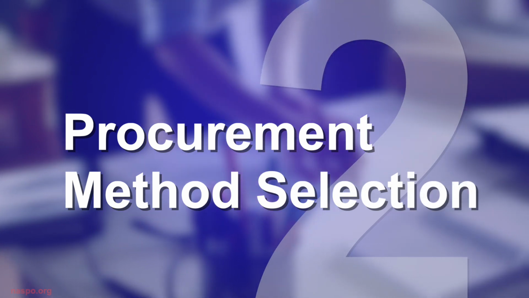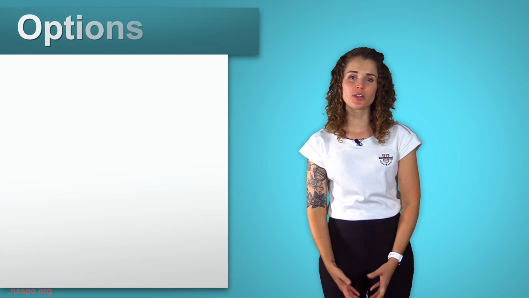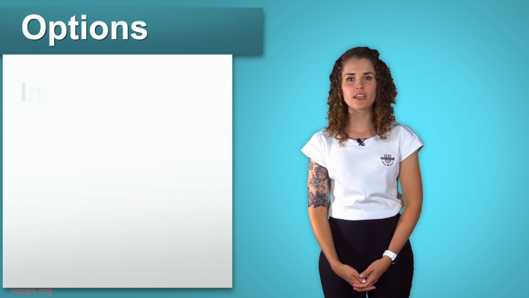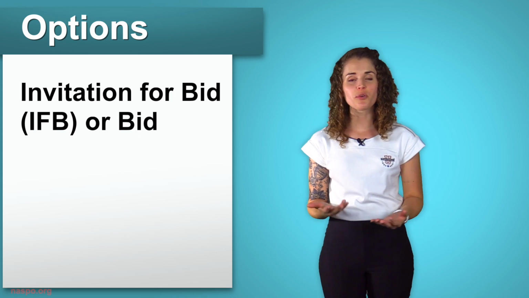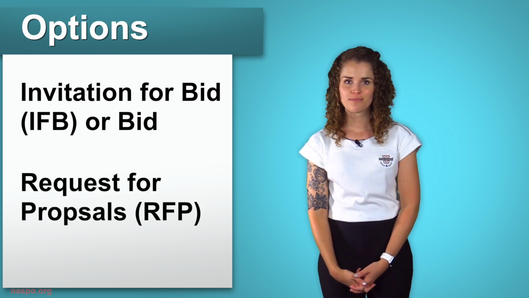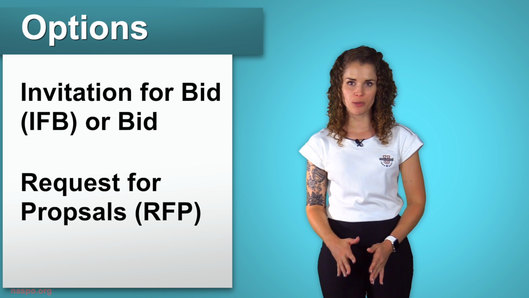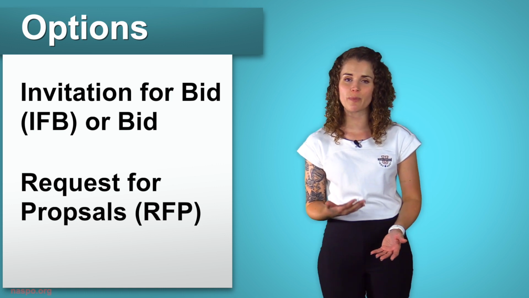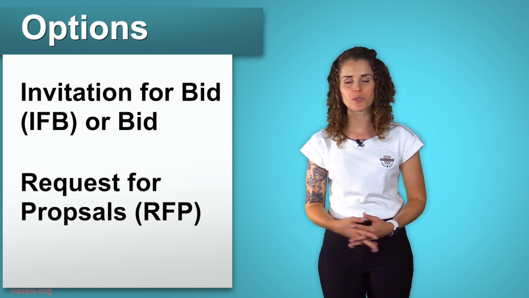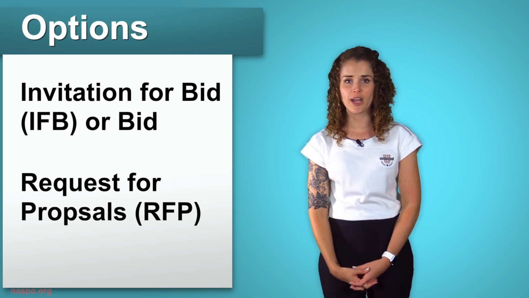Procurement method selection. There are several options available to entities for purchasing goods and services, including invitation for bid, IFB, sometimes just called a bid, and request for proposals, RFP. Selecting the most appropriate procurement method when given a variety of factors, policies, requirements, and specifications is crucial to ensure a best value acquisition for your entity.